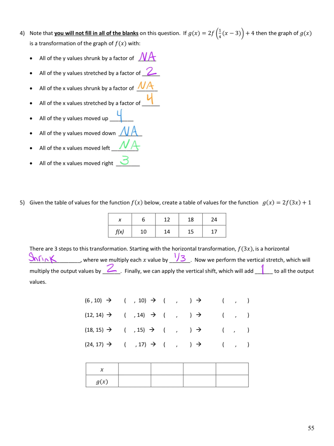So we're going to do this for each of the points. So for 6, 12, 18, 24, the first thing I do is multiply the x value by 1/3. So 1/3 of 6 is 2. 1/3 of 12 is 4. 1/3 of 18 is 6, and 1/3 of 24 is 8. I did nothing to the y. All I did was multiply my x values by 1/3.